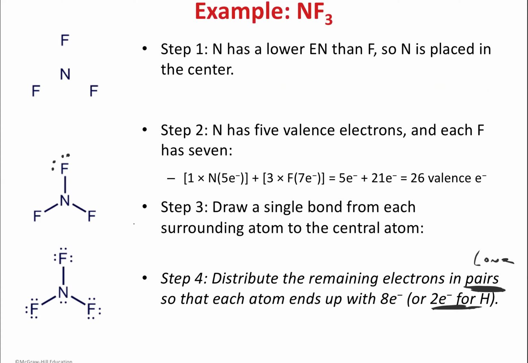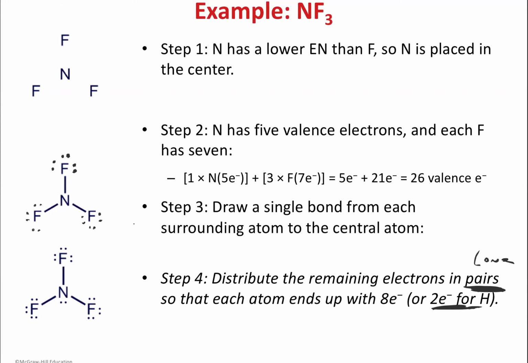Now I'm looking at each fluorine and I see that it's got that 1 bond, which is 2 electrons. So I do the quick math in my head and say, well, for my fluorine to get to 8, I need to add in 6 more dots or 6 more electrons, which means 3 lone pair sets. And I do that for each and every fluorine because each needs to achieve the full octet.